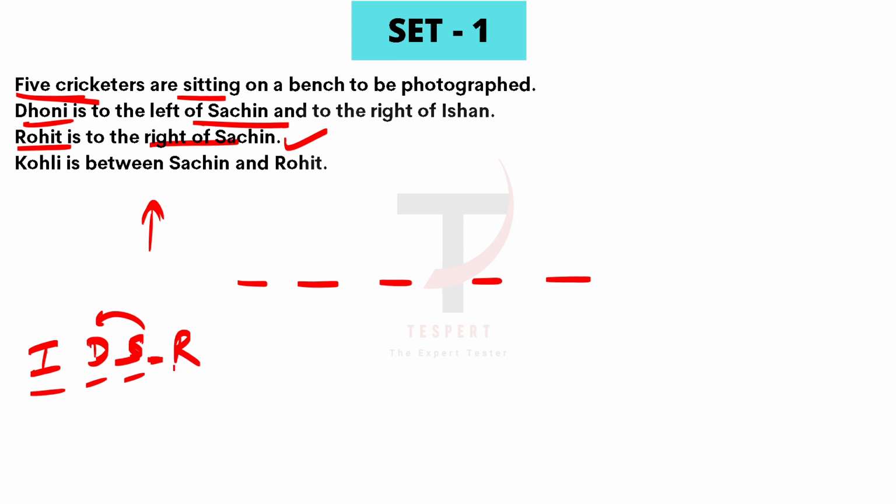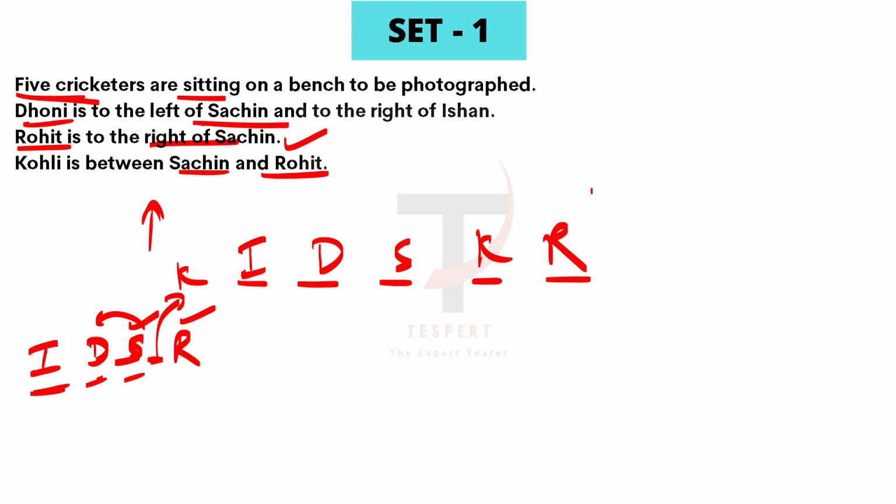That is exactly what the last statement tells us, which is Kohli is between Sachin and Rohit. There you go. Kohli is between Sachin and Rohit. So Sachin is here, Rohit is here, so Kohli must be here. So the pattern is I, D, S, K and R. A very basic set, just to make you understand how to fill up.